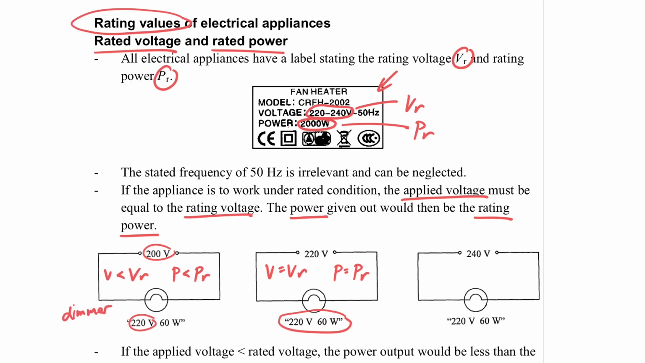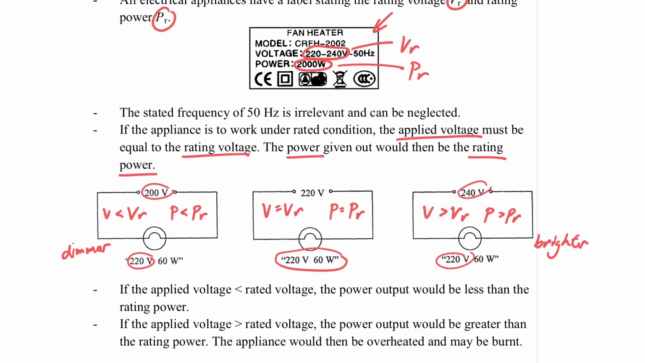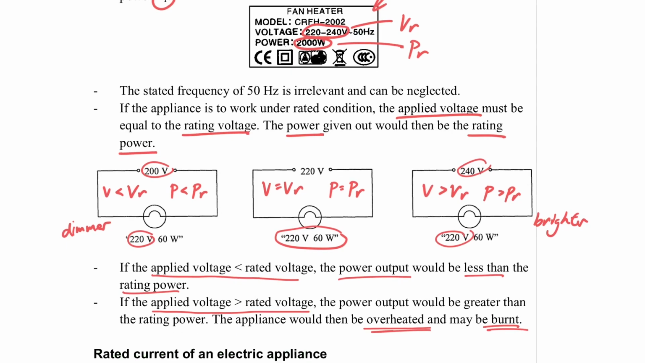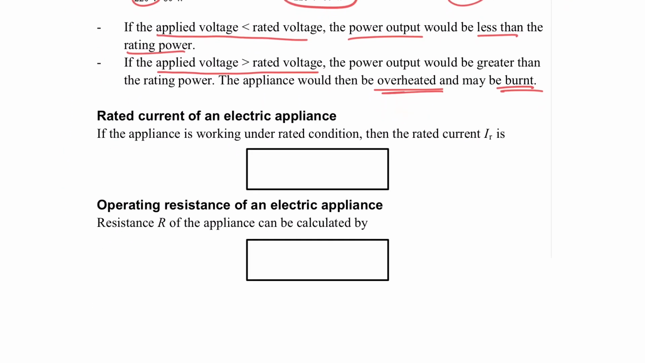If it is a light bulb, it may be dimmer. If we give extra voltage to it, then its output power will be higher. If it is a light bulb, it will become brighter. So once again, if the applied voltage is smaller than the rated voltage, the power output will be less than the rated power. In reverse, the power output will be greater. If the voltage is too high, it may become overheated and even burnt.